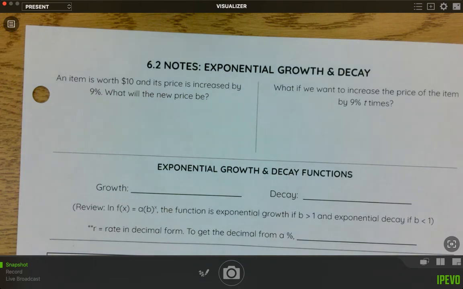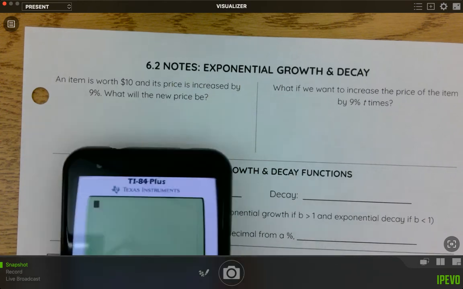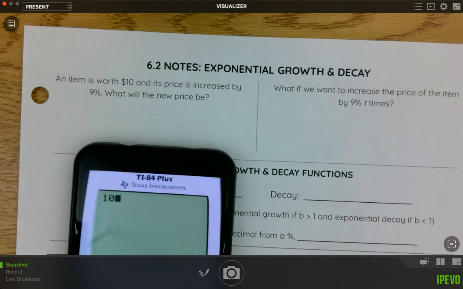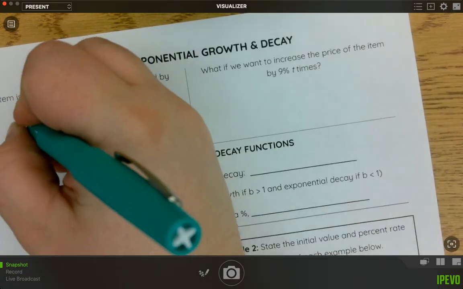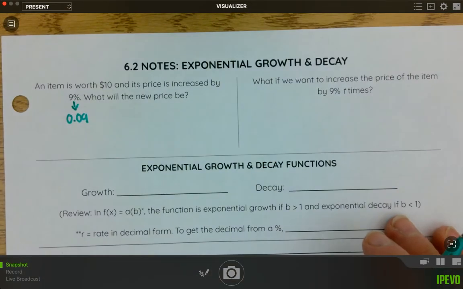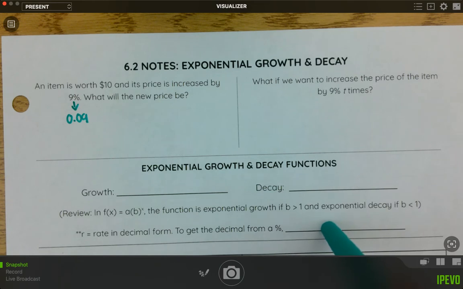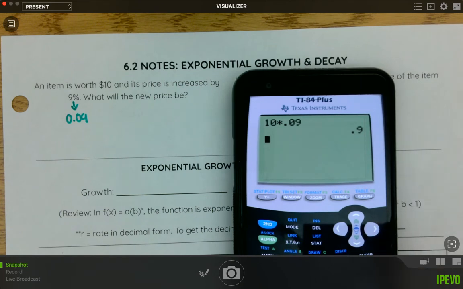So, let's say you go to the store and you have an item worth $10 and the price is increased by 9%. That's called tax, by the way. Basically, if you wanted to find out how much that would be worth, you would take that $10 and multiply it by 0.09. Now, why am I using 0.09? Because 9% is the same thing as 0.09. In order to get that, you're going to divide by 100. We're going to write that down here too, so I'm not going to write that out right now. So that means that it's adding 90 cents to your total.